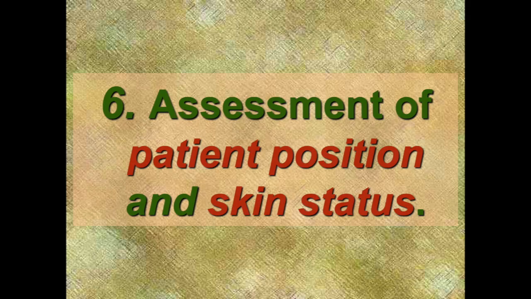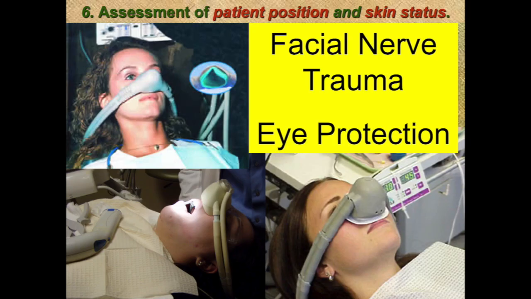Let's look at assessment of patient position and skin status. Since we're sedating the patient, we have got to take care of them, especially at the deeper levels of anesthesia. But anytime a patient's under our care, we're responsible for their position, their well-being, their skin status. So we've got to be careful of anything that could be probing, pushing, or tugging on the patient's face. It could cause trauma to the facial nerve. We could get something in the eyes of the patient artificially, something that's bad. So we've got to protect their eyes. We might want to put some kind of safety glasses on the patient.